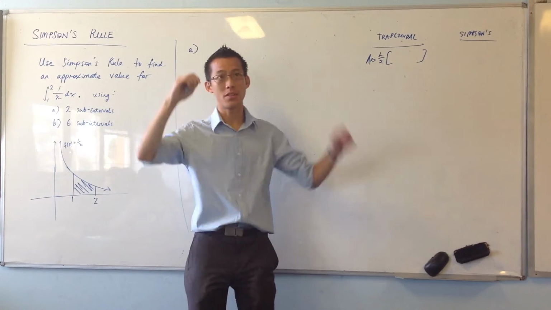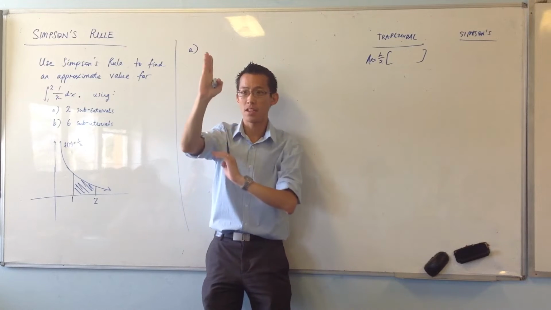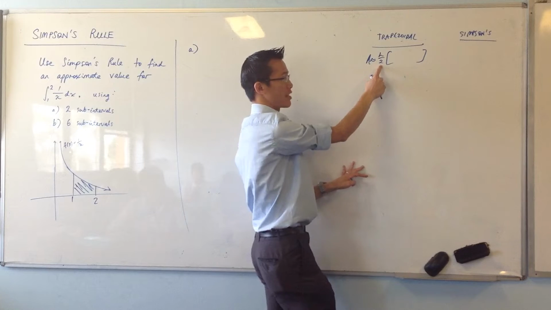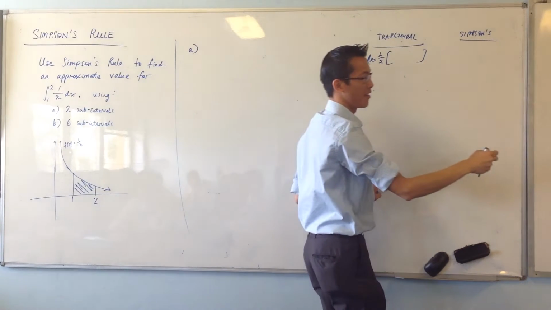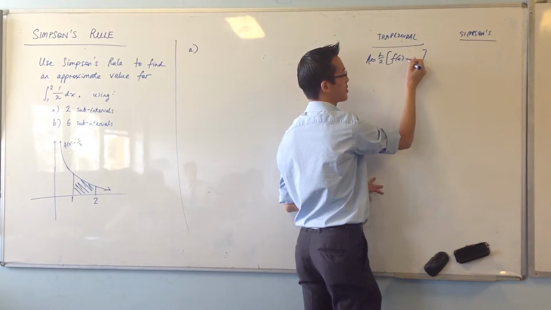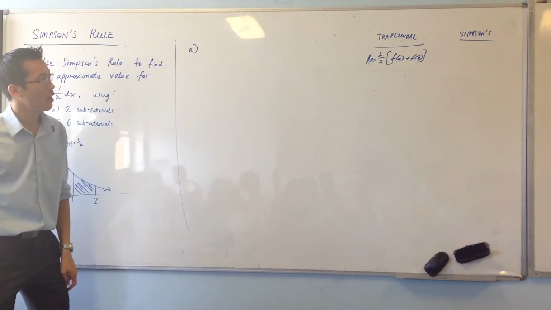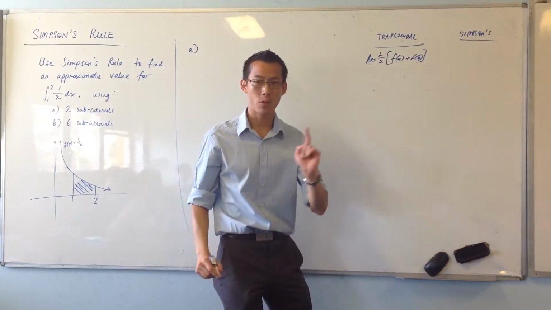This is a trapezium, right? So it's the perpendicular height, and then it's got 2 parallel sides, right? And I take the average of those. I've already taken the average, that's what the half is about. And the 2 parallel sides are the function values that you get, yeah? Okay, good. Now, what did we learn yesterday?